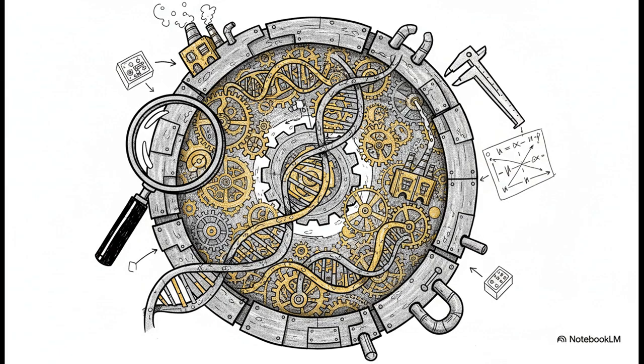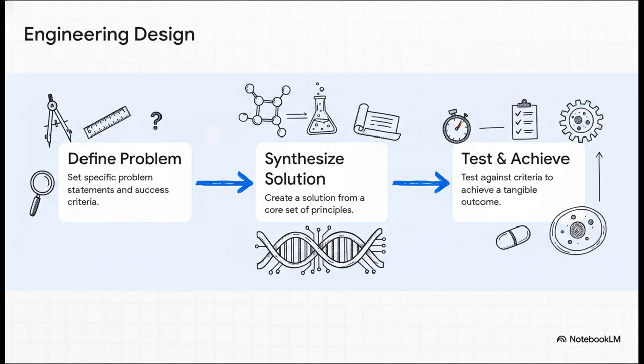No big deal, right? So inside biology, you've got the architect's approach. This is pure engineering design. You start by defining a problem. Say, I want to create a cell that produces a certain kind of medicine. Then you put together a solution based on what you already know, you test it, and boom, you get a tangible outcome. You are literally building a biological solution from scratch.